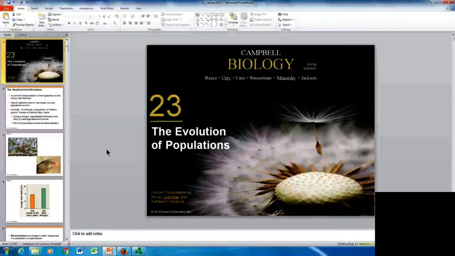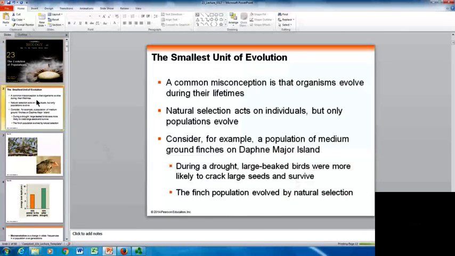This is chapter 23. Here we're going to be looking at the evolution of populations. So this is going to look at the smallest units of evolution. A common misconception is that organisms evolve during their lifetime. They don't. Natural selection acts on individuals, but only populations can evolve.